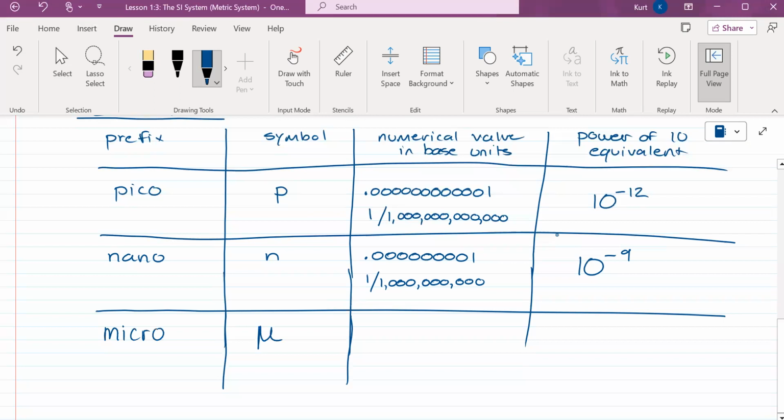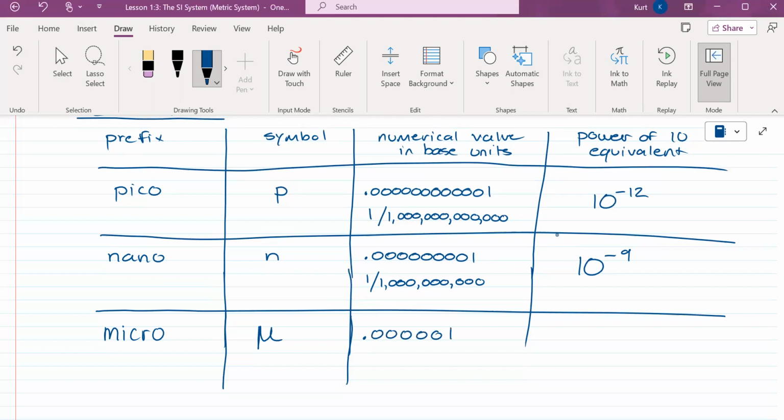The letter is nu, N-U. I'll be asking you that tomorrow. It stands for micro. When I ask you, what is that symbol? I went, it's the funky looking U. No, it's called nu. And it is 1, 2, 3, 4, 5, 6.